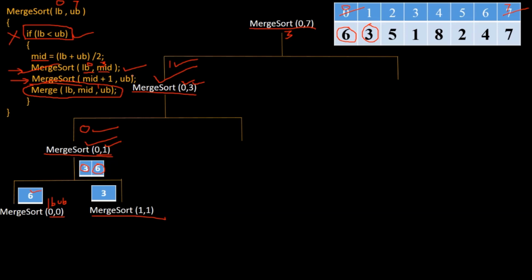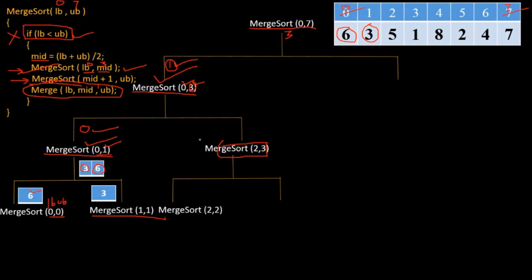Merge sort mid plus 1 comma ub. How much is mid plus 1? Mid is here 1. How much is 1 plus 1? It is 2. And how much is ub? Ub is 3. So here it should be merge sort 2 comma 3, right? Now its left should work first, right? And what should the left be? 2 comma 2.